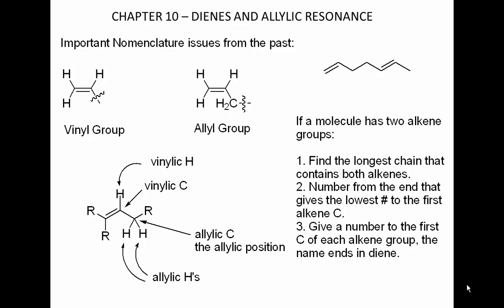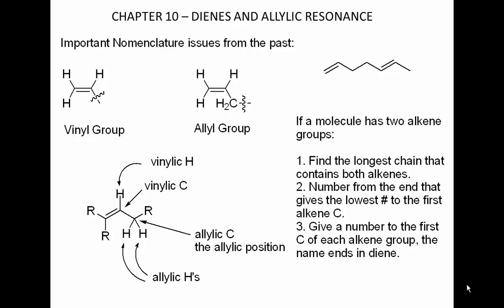Okay, in this video we're going to begin chapter 10, which focuses on dienes and allylic resonance. Dienes are compounds that have two alkene groups in them. And what we're going to see in this chapter is that the chemistry can be very different when you have two alkenes than if you have one, depending on the arrangement of those two alkene groups.